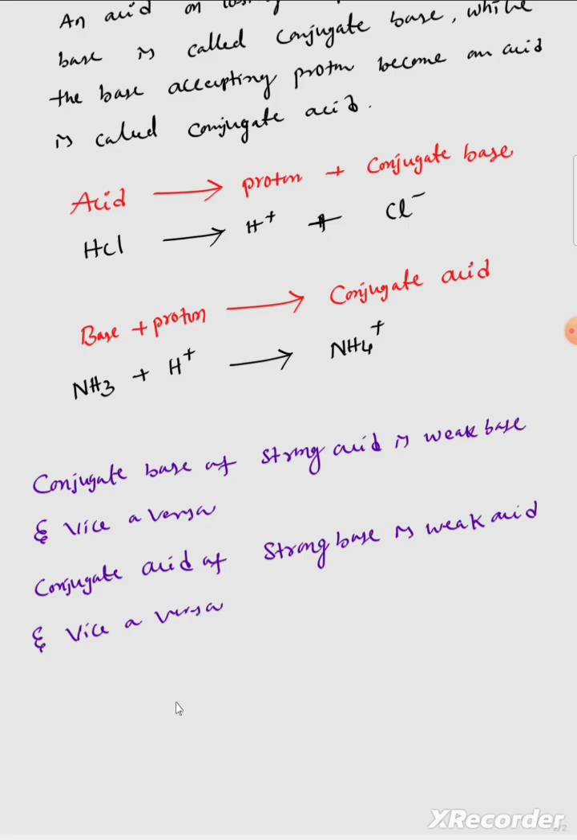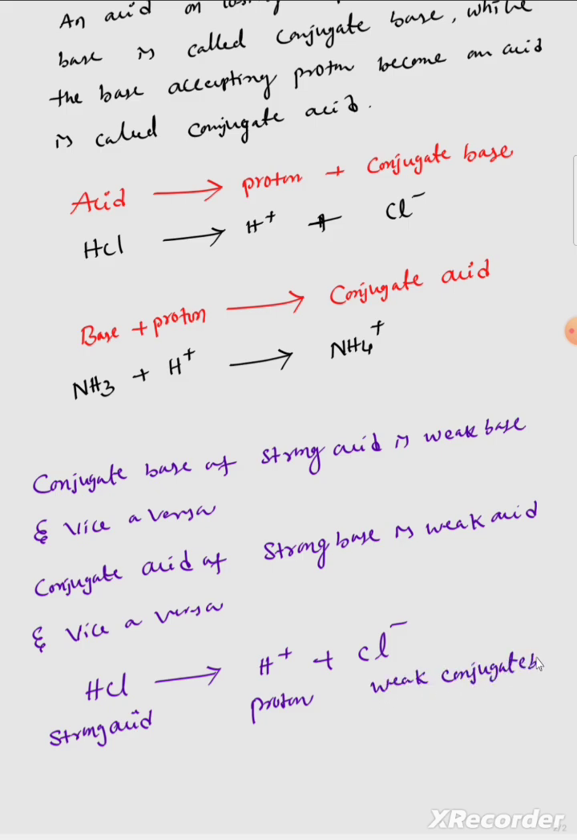Here we can see one example for strong acid. HCl is a strong acid. It produces a proton and becomes Cl minus. This strong acid, releasing a proton, becomes a weak conjugate base.